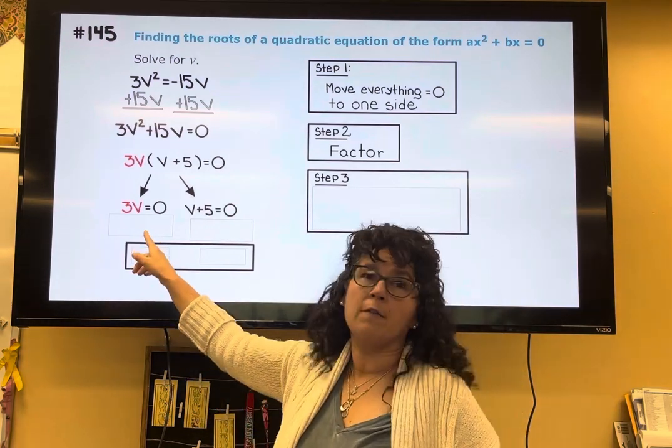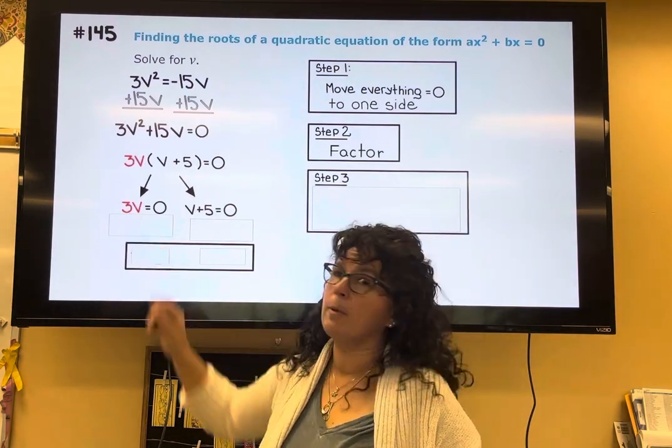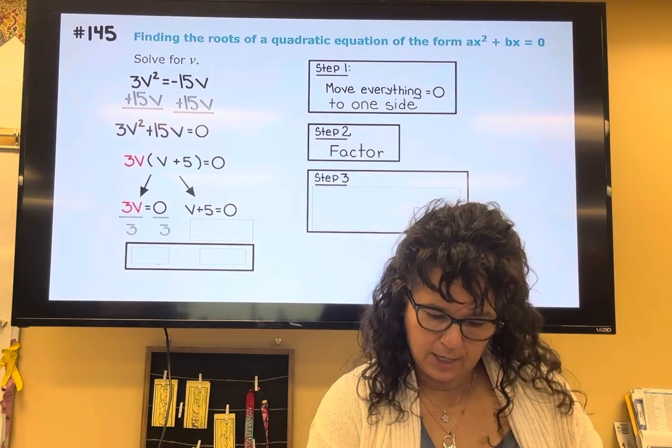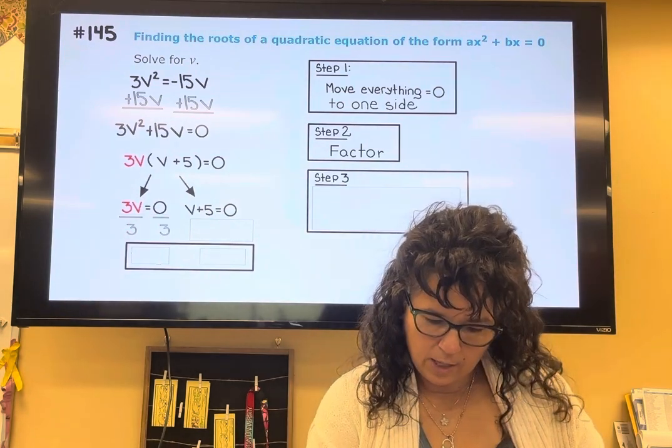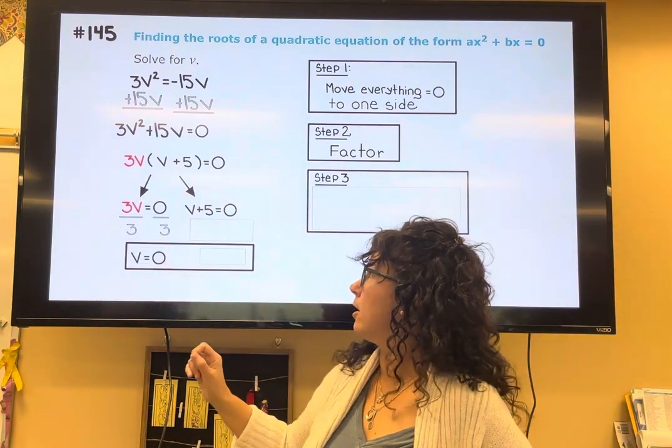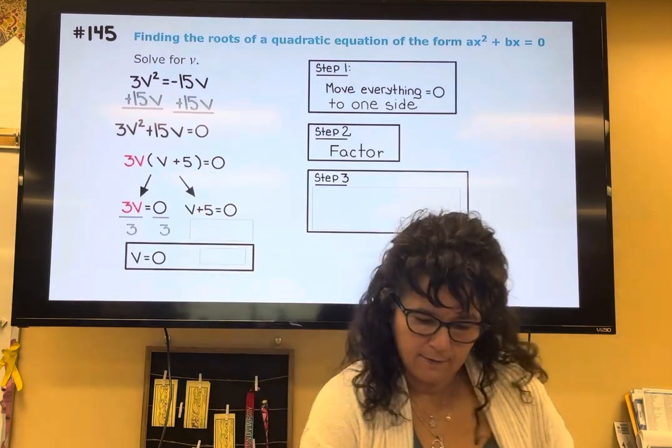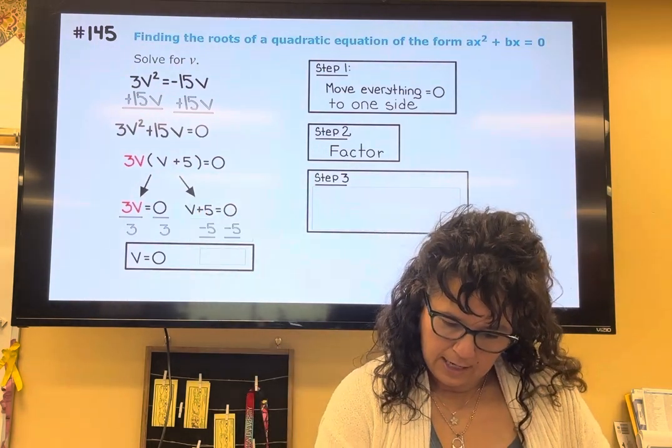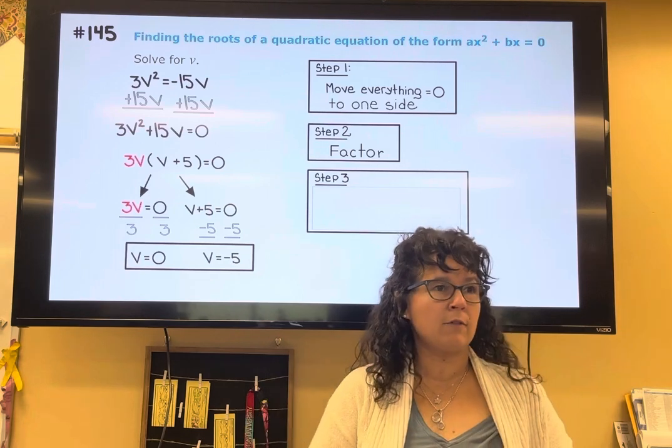Solve. To solve this one, I'm going to undo multiply by 3 by dividing by 3. And I end up with 0 divided by 3, which is 0. Subtract 5 to get v by itself. And v is equal to negative 5.